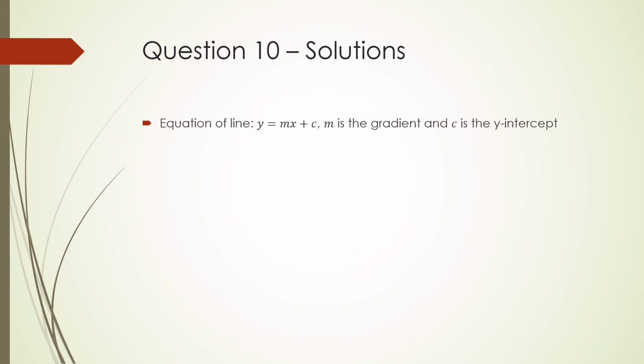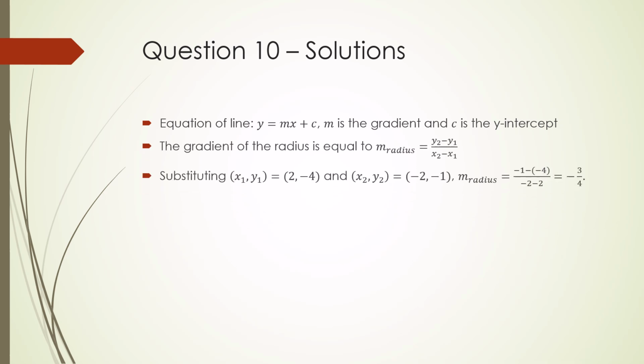But we don't know the gradient of the line, neither do we know the y-intercept. So what do we do about this? Well, we can find out the equation of the radius of the circle which touches that point. The gradient of the radius is given as such, and we substitute x and y as the center of the circle as well as the point that we are supposed to find the tangent line of, and therefore you can obtain the gradient of the radius from the center of the circle to that point on the line.